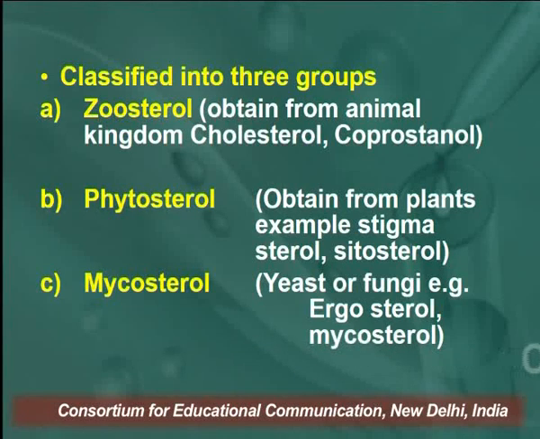Another type of sterol which has an OH group is phytosterols. Phytosterols are obtained from plants. Examples of phytosterols are stigmasterol and sitosterols. And learners, by consuming phytosterols, which are present in plants, we can decrease the high level of cholesterol in the human system. Another type of sterol is mycosterols.